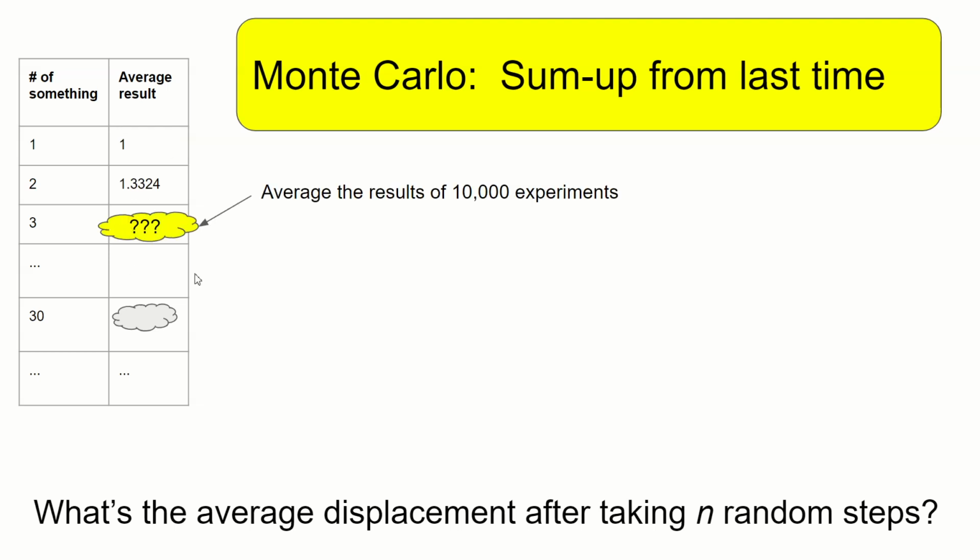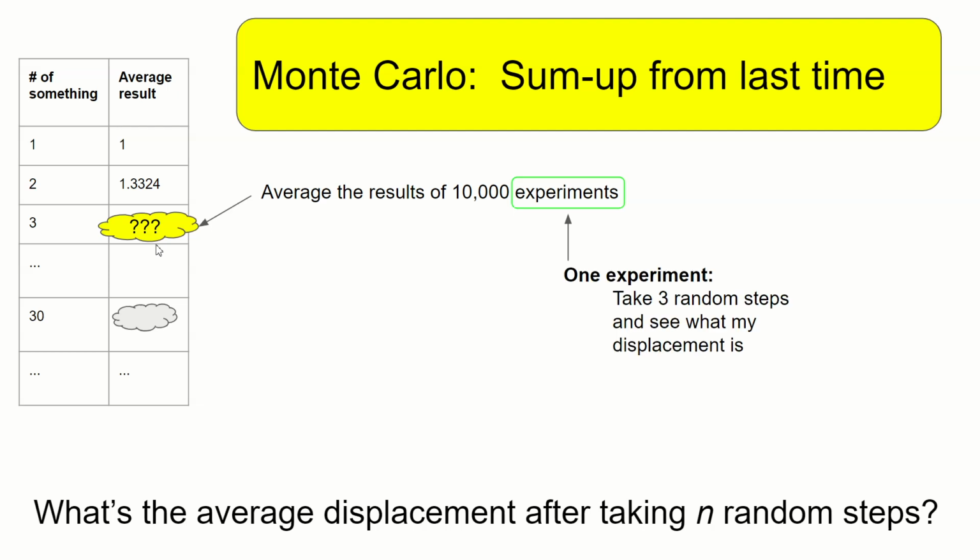And here's sort of how we thought about that. We want to display a table of values, but the difficult part was figuring out what number goes here, because this is going to be the result of 10,000 experiments, because we can't know what the average is unless we do the experiment lots of times. So what was the experiment we were trying to run? The experiment was take 3 random steps and see what the displacement is. And then you add all those displacements up and divide by how many.